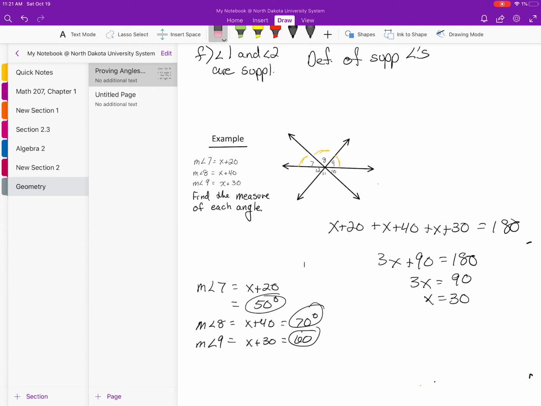Well, now you can use your vertical angle theorem, right? Because look at this. Angle 9 is vertical to angle 12. There we go. So we can just say angle 12 then equals 60 degrees by the vertical angle theorem. And I want you to find 10 and 11 on your own. And I will check your notes.